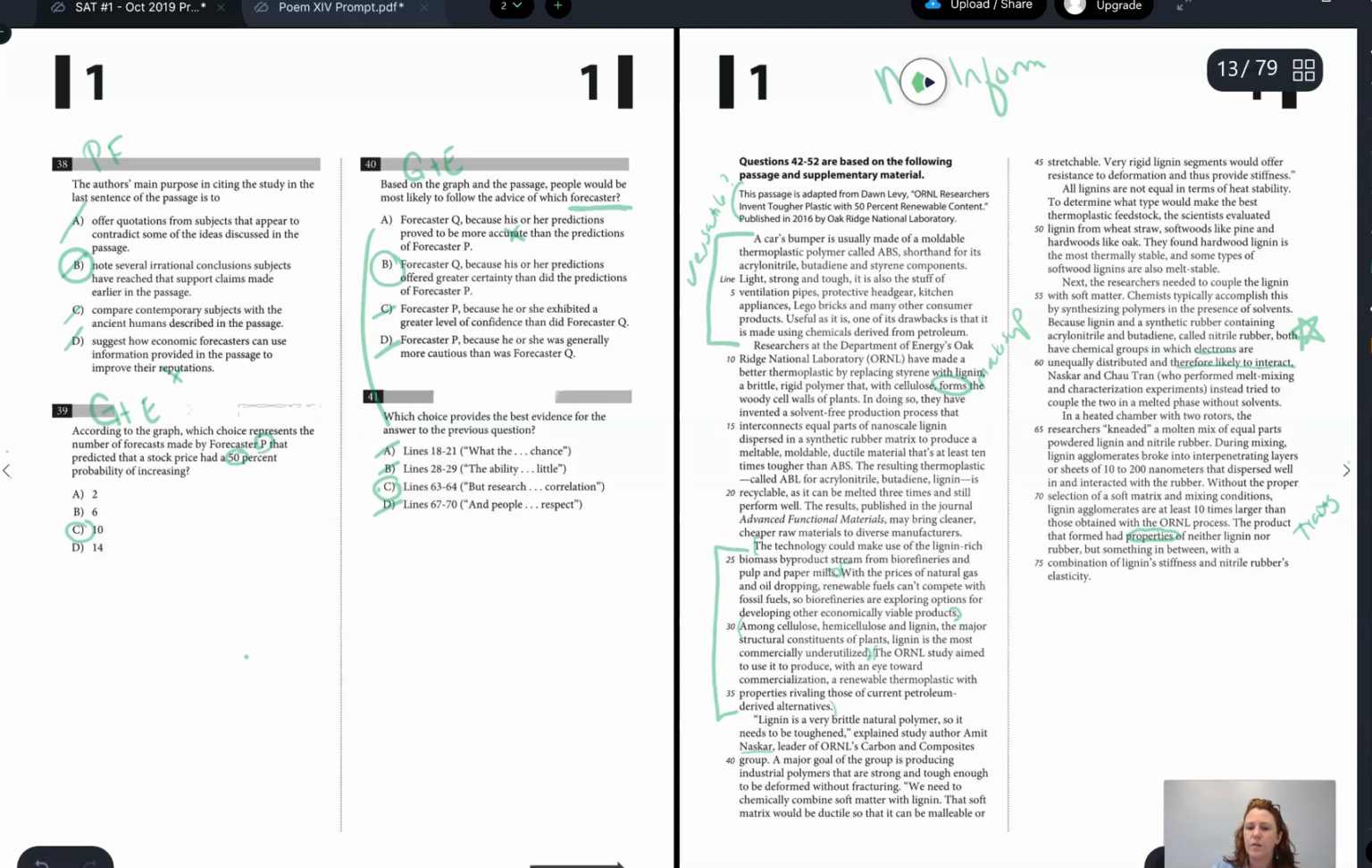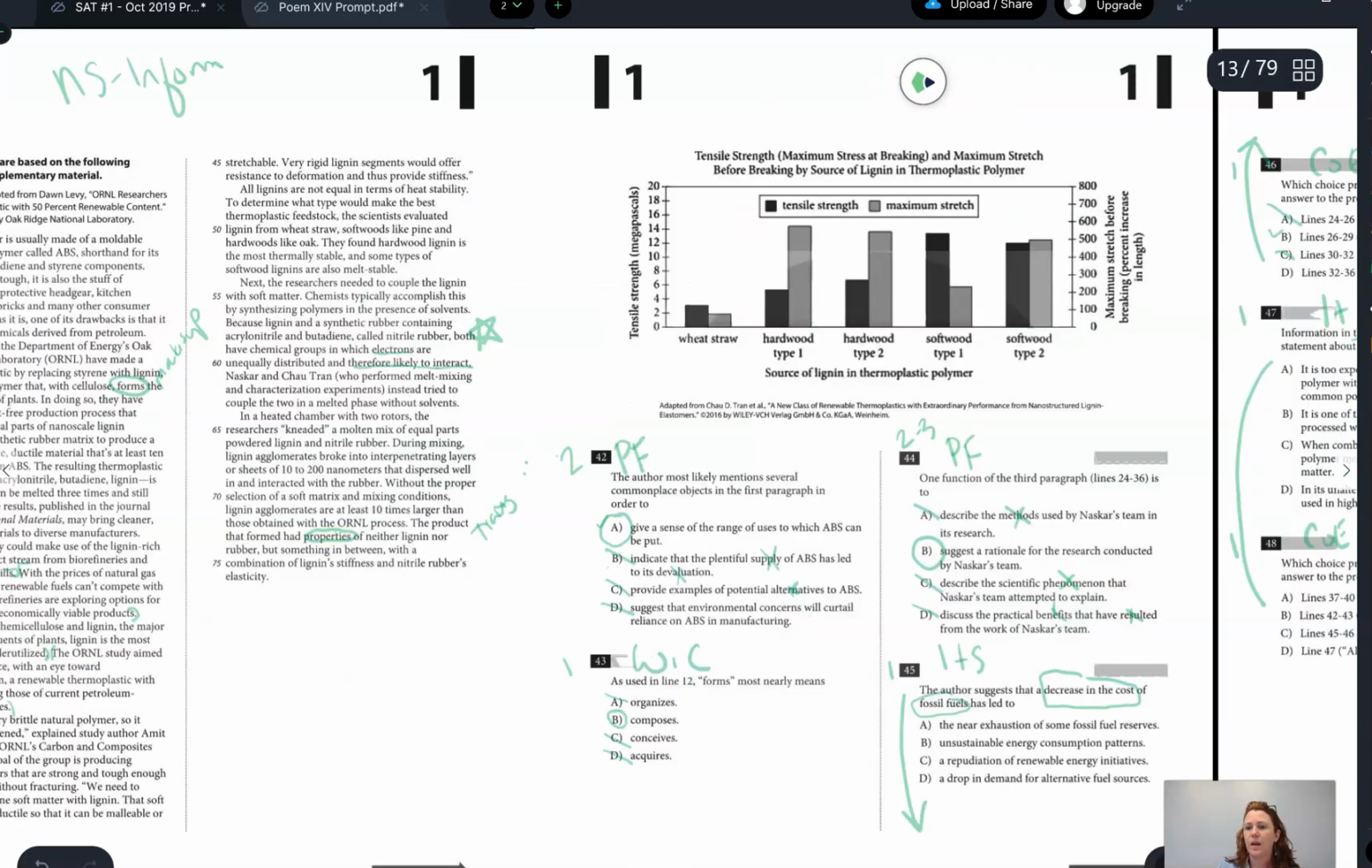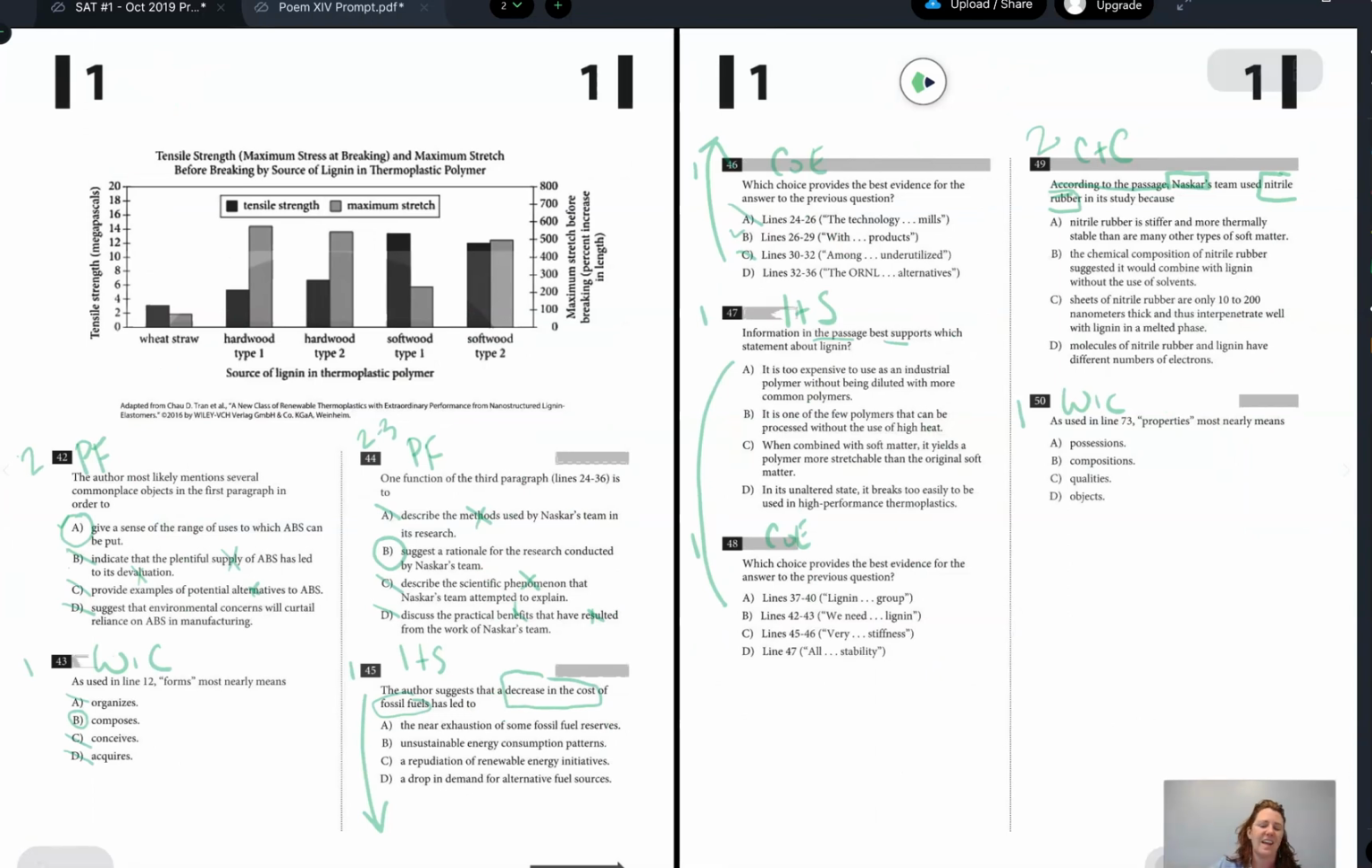The Ornal study aimed to use it to produce, with an eye towards commercialization, a renewable thermoplastic with properties rivaling those of current petroleum-derived alternatives. The it here is lignin. So this is about the lignin, even though it references petroleum-derived alternatives, it doesn't talk about a price drop, and that's a pretty vague discussion of the petroleum. So I'm going to say that that one is lignin-focused and not really reversible. Sometimes we can read something in the inverse and then turn it into an inference, but it doesn't have that decrease in cost. So even though it references petroleum, it's not doing our job. So the answer is somewhere in B.